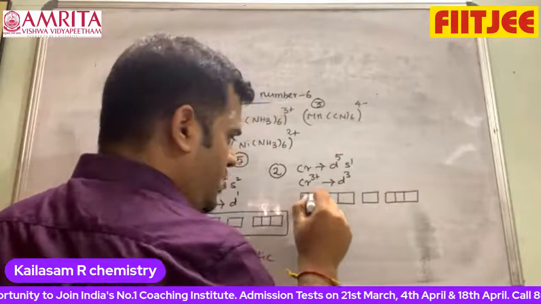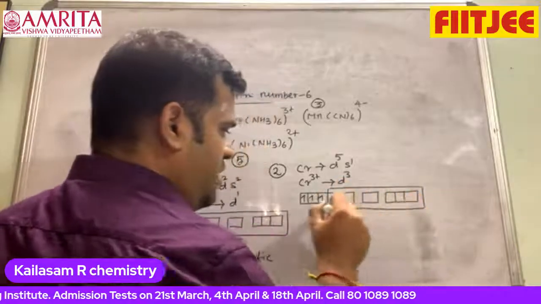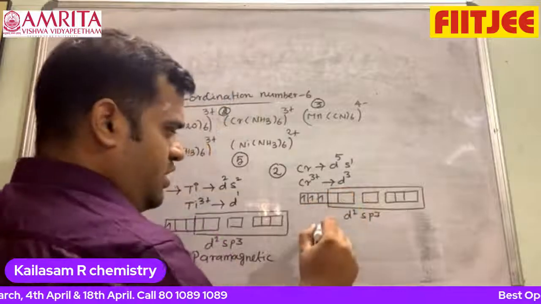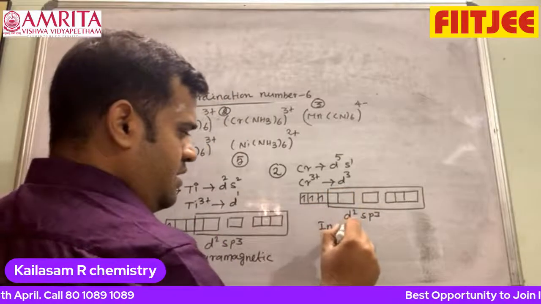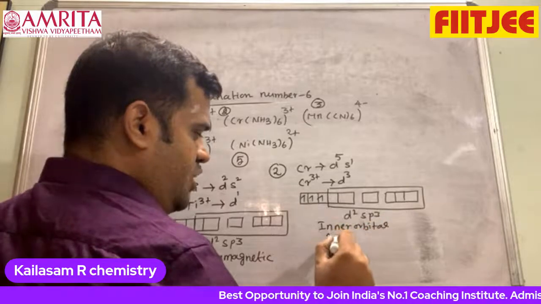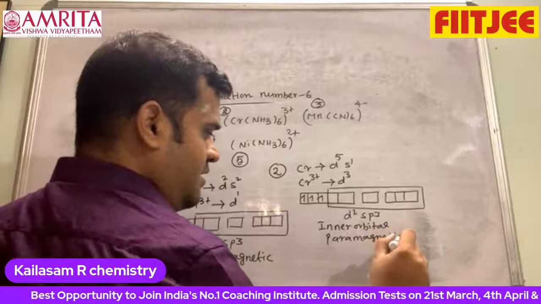You can say 1, 2, 3, only these. I can say it as d2sp3. This also is an inner orbital, and it's a paramagnetic complex. Fine.